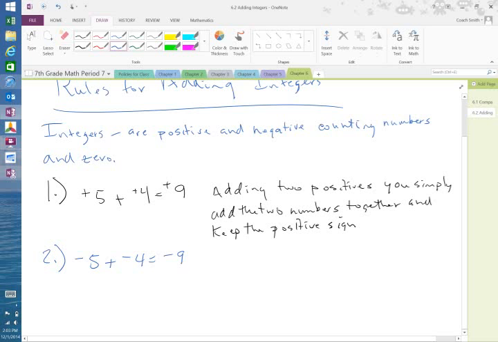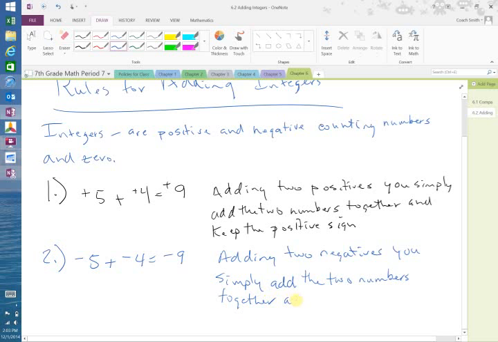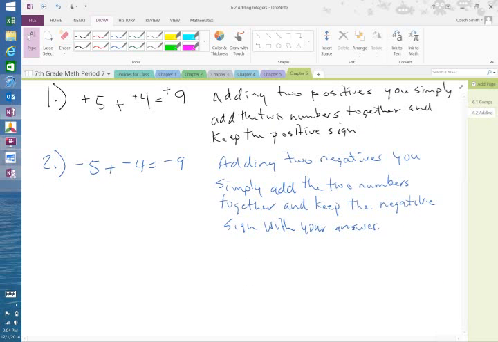When you add two negatives together, you get a negative answer. So when you're adding two negative numbers, you simply add the two numbers together and keep the negative sign with your answer. Okay, so that's rule number 2.